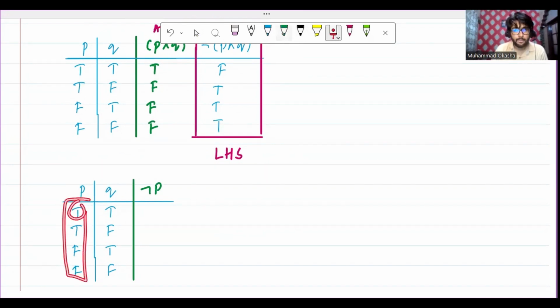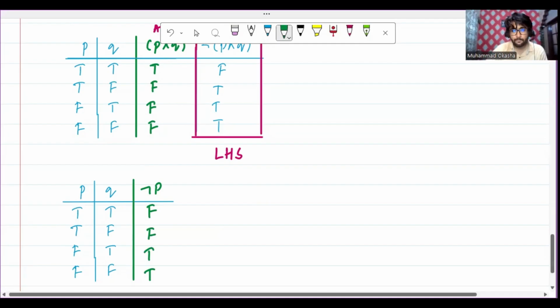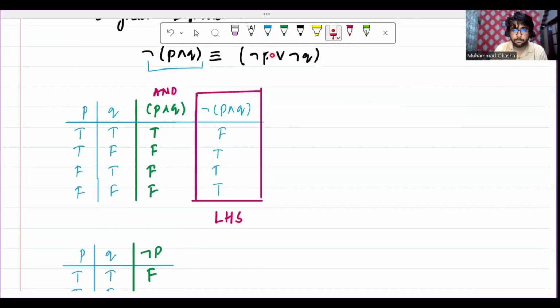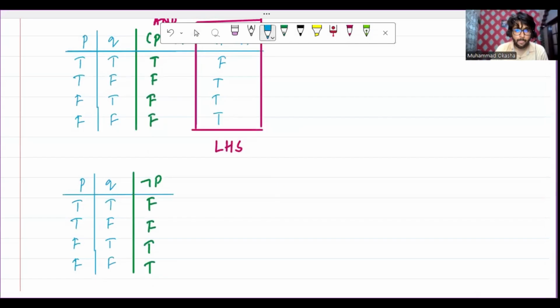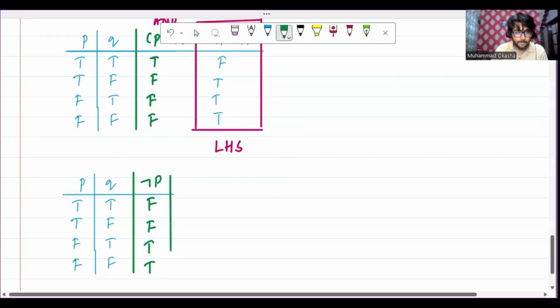So if this is true, this is going to be false, right? If this is true, this is going to be false again. And this is false and false, which will become true and true. Okay, so I've got negation P. Let me do negation Q real quick. So I'm going to draw another column and I'll do negation Q real quick.